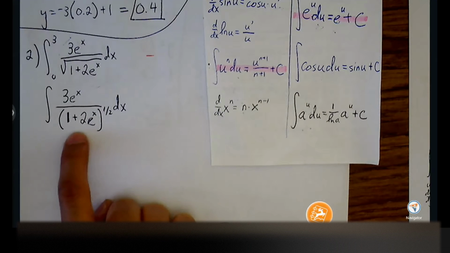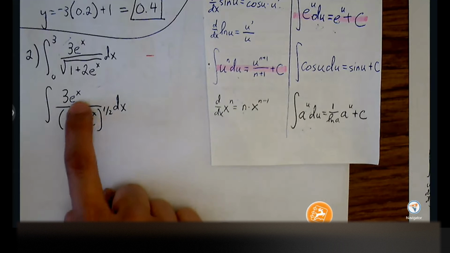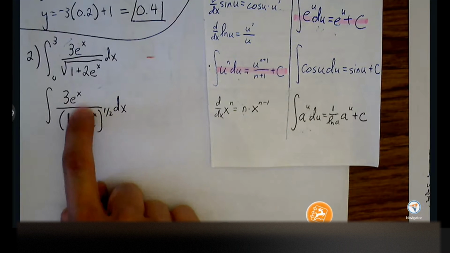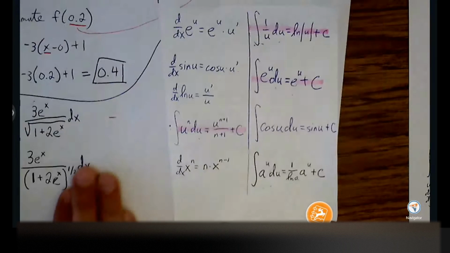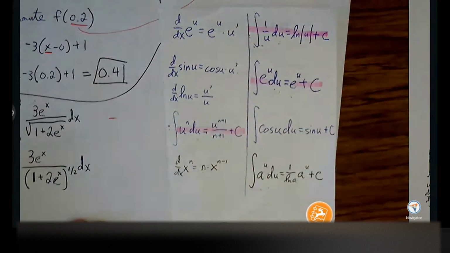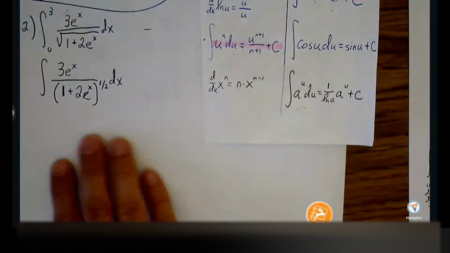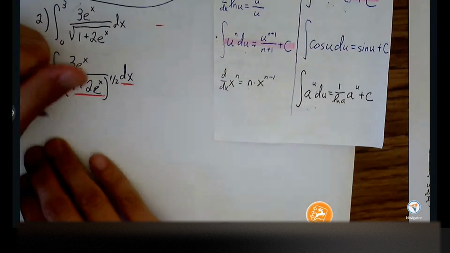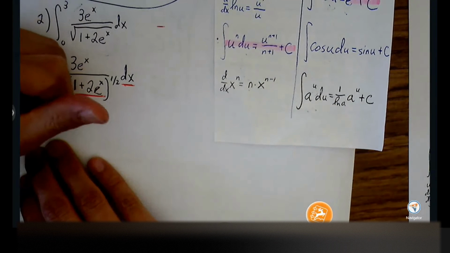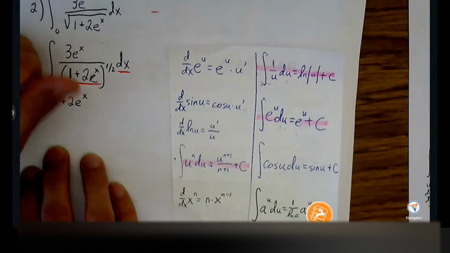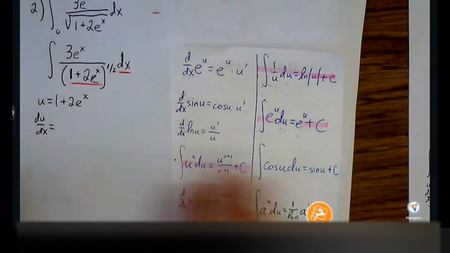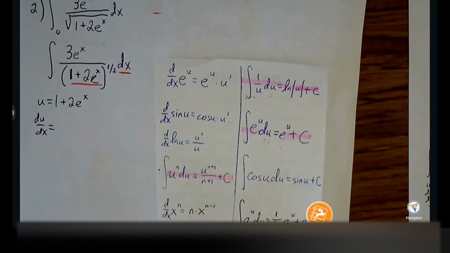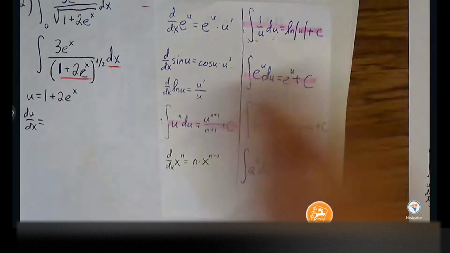So if we can target this as our u value, maybe down the road we're able to get that e to go away and get this cleaned up to the point where it'll match one of these rules that we want to apply. Okay, so we're going to target these two pieces. All right, what's the derivative? What's du dx? What's the derivative of 1 plus 2e to the x?